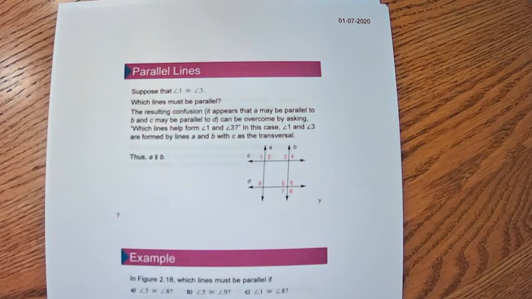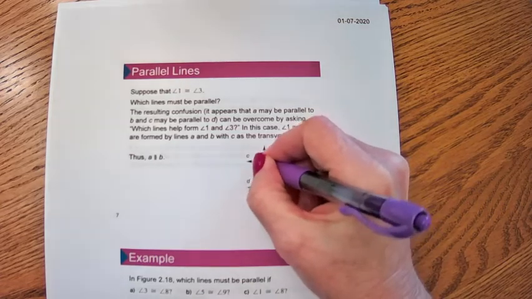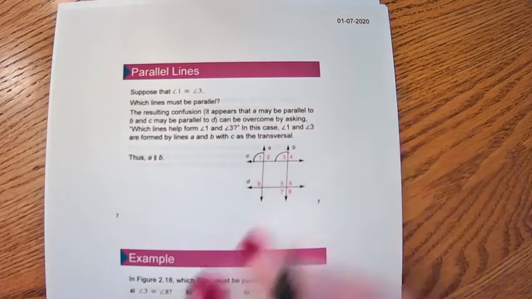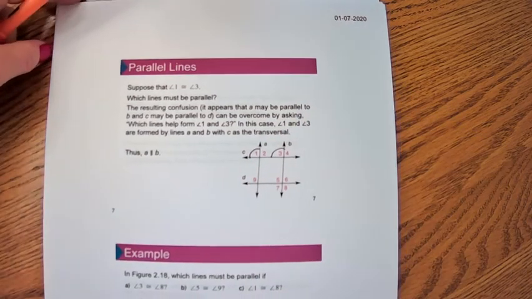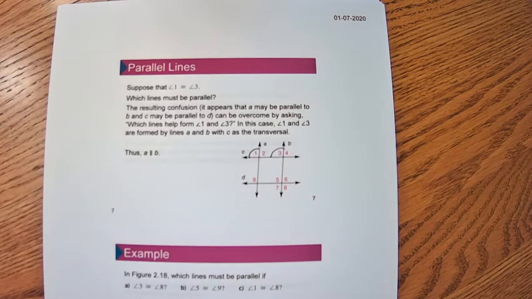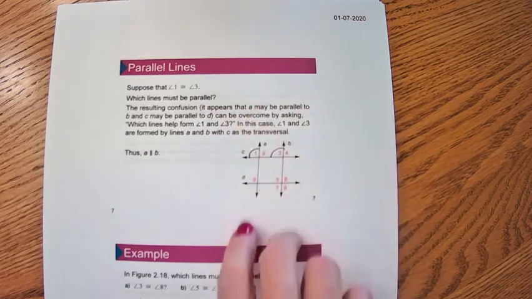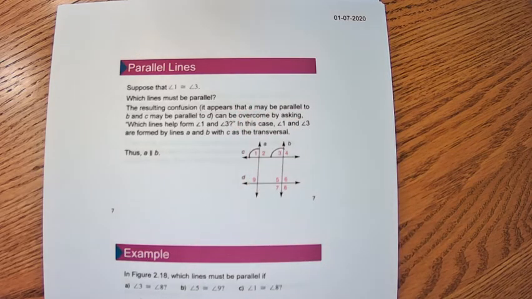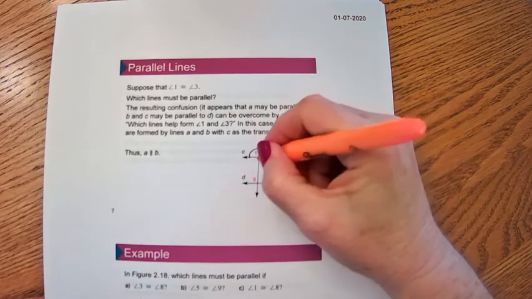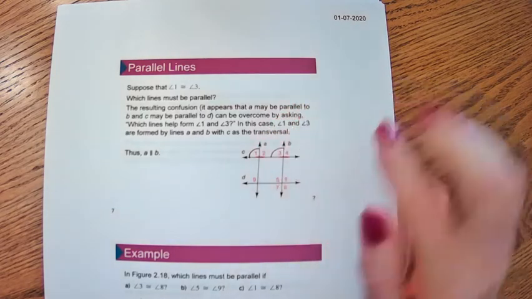Suppose we're told that angle 1 is congruent with angle 3. Here's angle 1 and here's angle 3. How do we know which lines are parallel? Is it CD that's parallel or is it AB? Well, you have to look at the diagram and look at the lines that are used to create angles 1 and 3. So in other words, I'm talking about this angle and this angle.